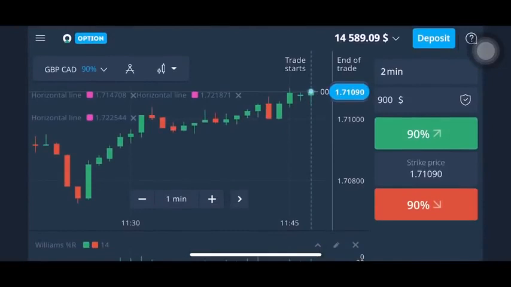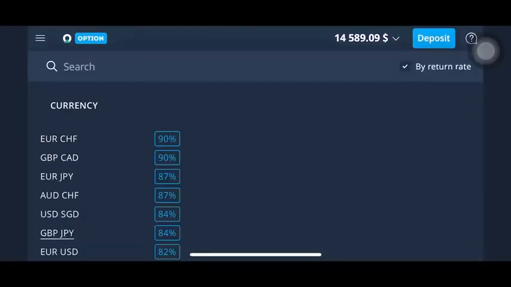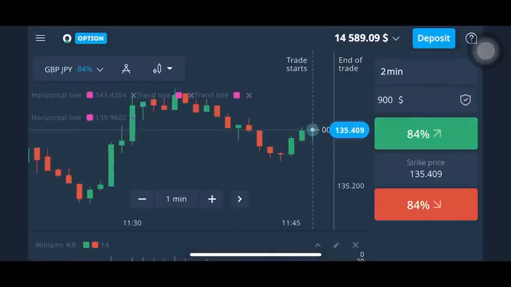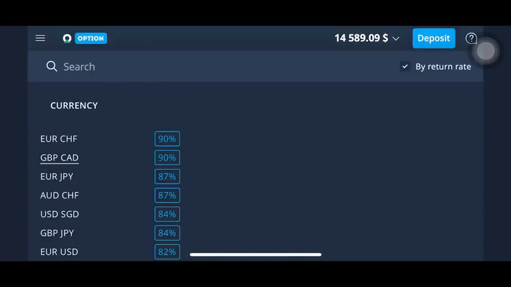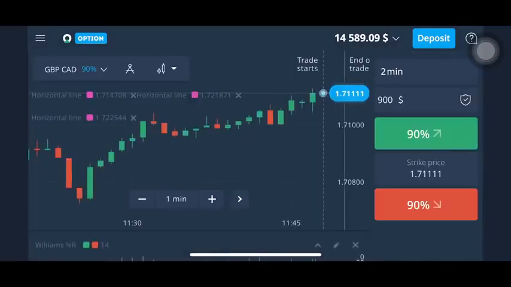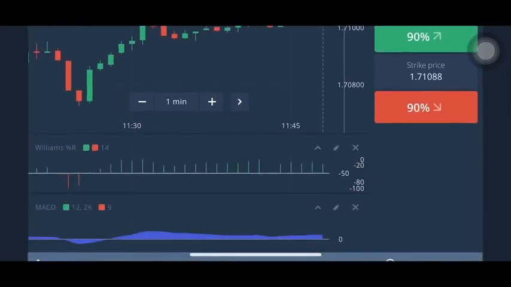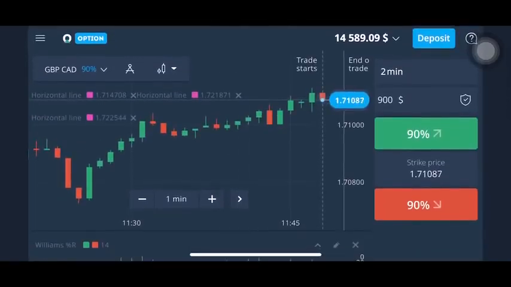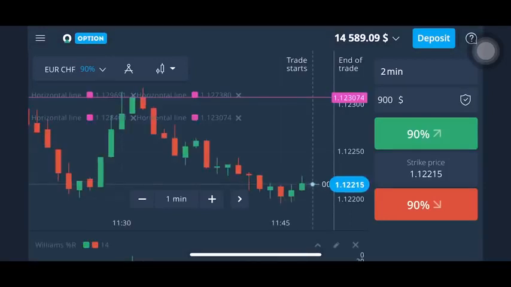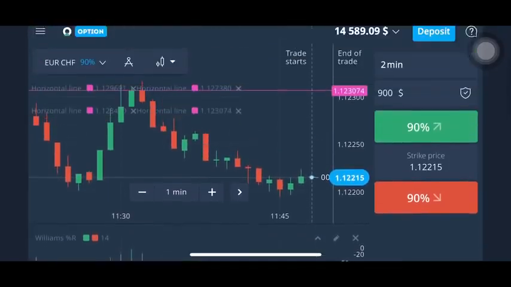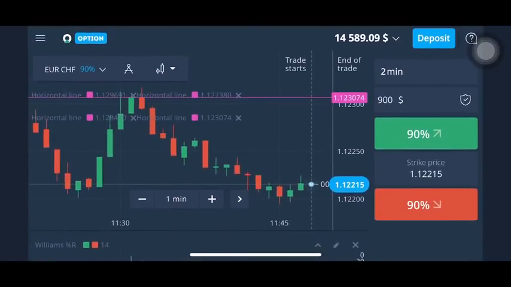The previous trade was GBP JPY. Let's see again, GBP JPY. It's moving up, as I see. Okay, let's go to GBP CAD, 90% profit. It will give us some more money. Certainly. Euro CHF. Let's see what Euro CHF has to say. Let's see the indicators. It's going down.